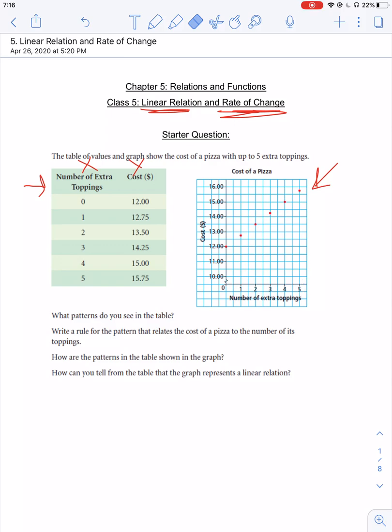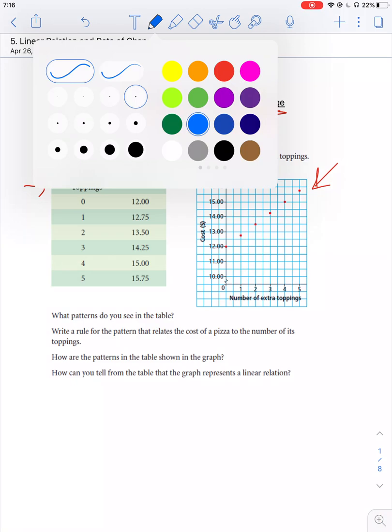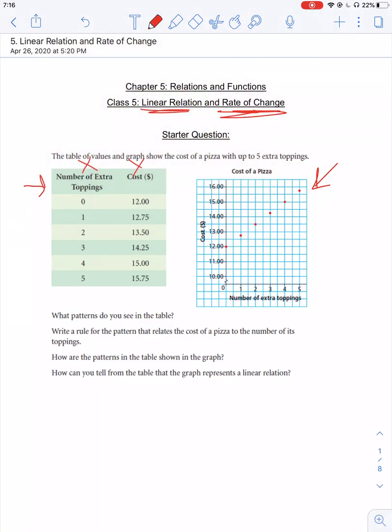Okay, but it's a graph of whole numbers, not real numbers, because we're talking about toppings, right? The table of values and graph show the cost of pizza up to 5 extra toppings. So you cannot have like 1.5 toppings or stuff like that. So that's why it's not connected, okay? But if you were to connect that, then you would have a nice line, right? Which is what a linear function is supposed to look like. Linear comes from the word line. But anyway, let's try to answer a few questions.